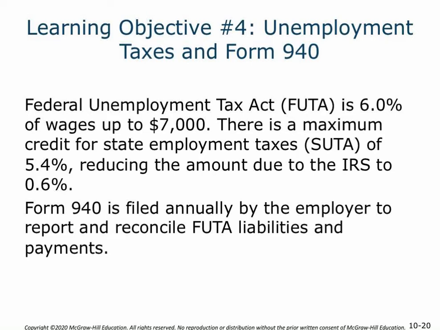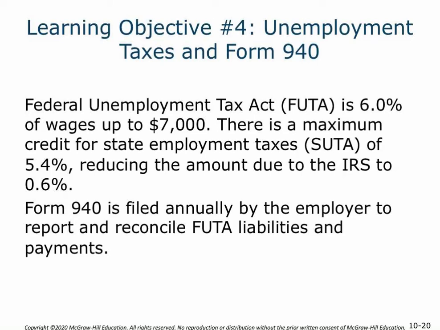So there's also going to be a federal unemployment tax, and that's going to be 6% for wages up to $7,000. And that there's a maximum credit for state employment taxes of 5.4%. So essentially, state unemployment taxes are going to be 5.4% up to $7,000, and federal taxes are going to be 0.6% up to $7,000. Now, if states want to collect an amount less than 5.4%, they're entitled to do that. However, the balance would be pulled into the federal tax.